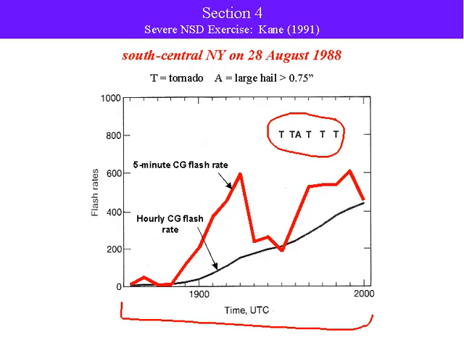Now what we're trying to get across is, look for this pulsing behavior in the 5-minute or the 15-minute CG lightning data. This is another thing that you can add to your list of severe storm parameters. I'm not saying you should warn or not warn based only on the 5-minute CG flash rate, but it's something else that you can look at in maybe a borderline severe situation.